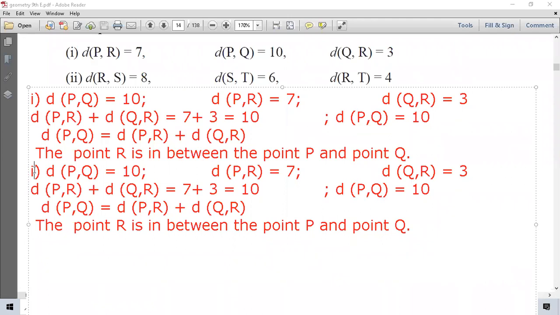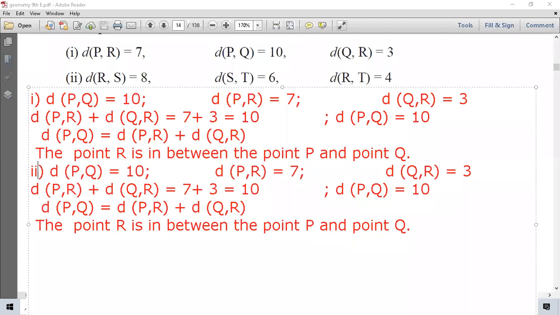Okay, the second one we will also solve. Here RS is given as 8, ST is 6 and RT is 4. So the biggest distance is RS. Okay, that is your 8. Then what is your ST? ST is what? 6. And RT is what? 4. Now you have to add these.